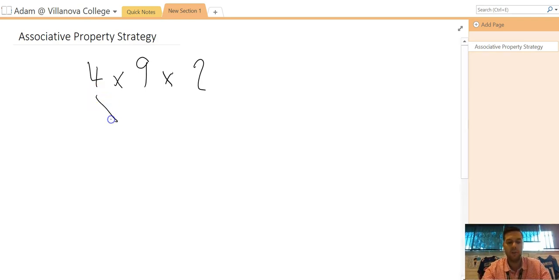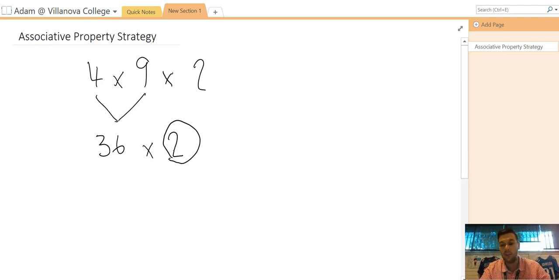Okay, so if we do 4 times 9, 4 times 9 equals 36, and 36 times 2 is our next step. Now, 36 times 2 isn't very difficult, but it's still a number that is quite large, and we don't know our 36 times tables off the top of our head. Because if this wasn't 2, if that was, say, 5, 36 times 5 in our head is going to be a lot harder to do. So, 36 times 2, pretty straightforward, we can do 72.